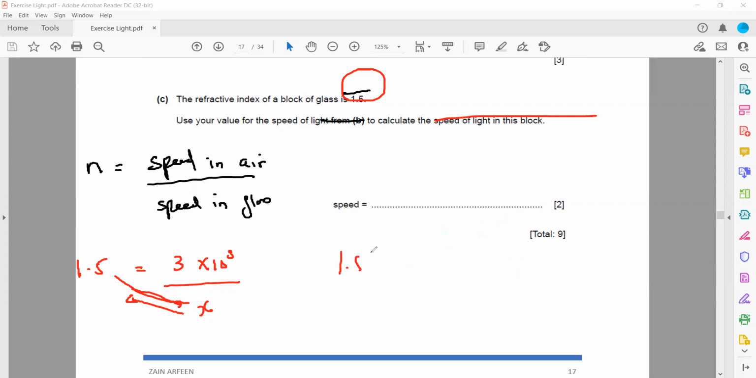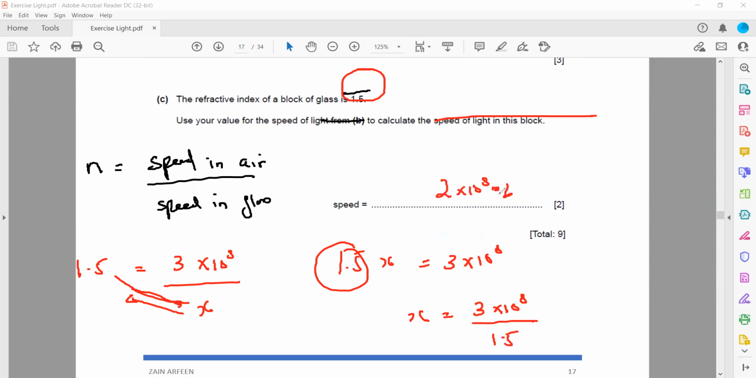So it will become 1.5x is equal to 3 into 10 to the power 8. And now this 1.5 is multiplied with x, on the other side it will be divided. So x will be equal to 3 into 10 to the power 8 divided by 1.5. So it will give you 2 into 10 to the power 8 meters per second.